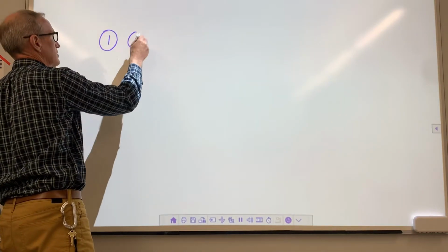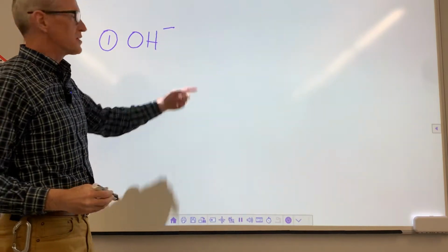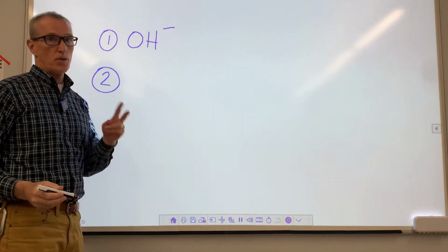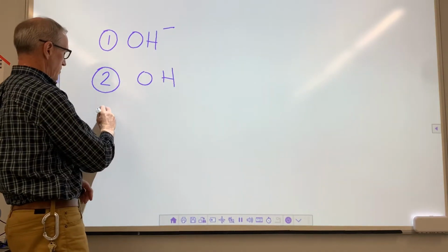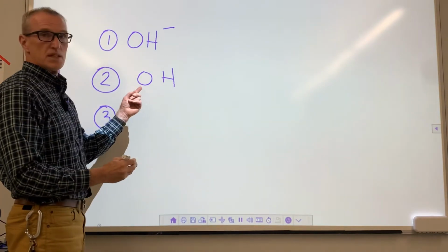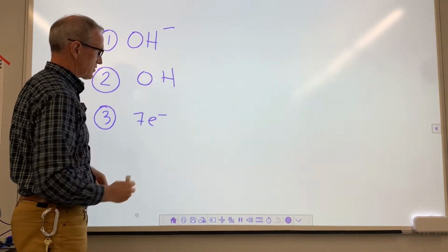Step one, what is the formula? Make note of the negative charge. Step two, how are these atoms arranged? Only two atoms, pretty simple. Step three, how many valence electrons? 6 from oxygen, 1 from hydrogen is 7 valence electrons.